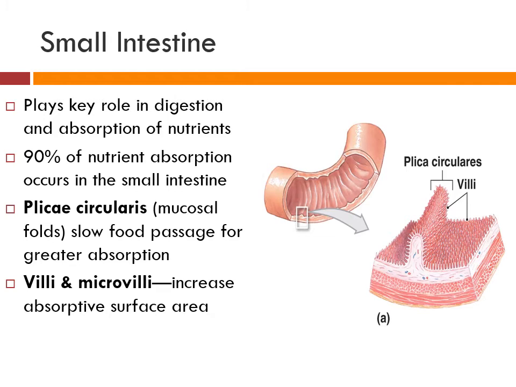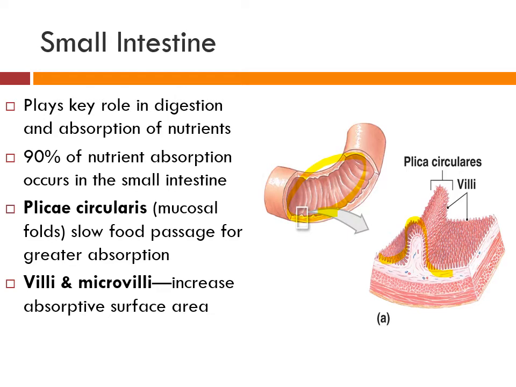Inside the intestine, we have what are called plica, and in this picture you can see all of these ridges. And here you're looking at this ridge here. So the plica are folds of the mucosa which slow the food passage and allow for greater absorption. The slower your food moves through your small intestine, the more ability you have to absorb all of the nutrients out of it. And then we have villi and microvilli.